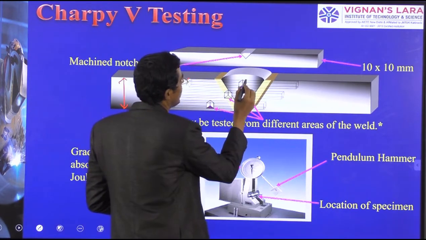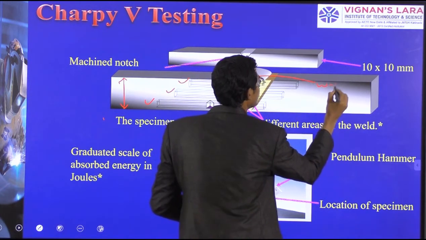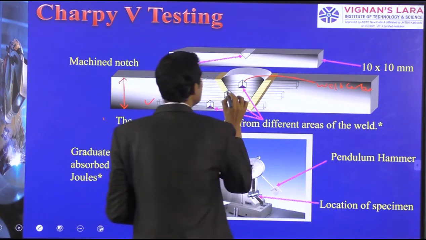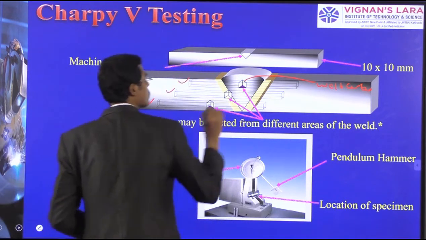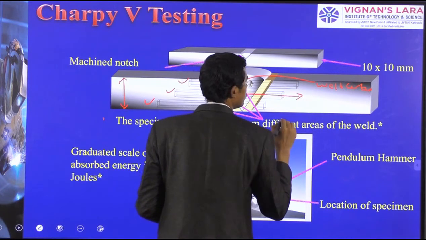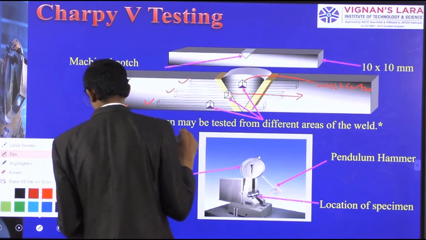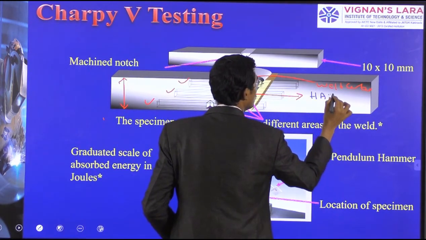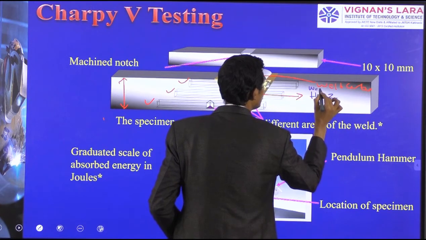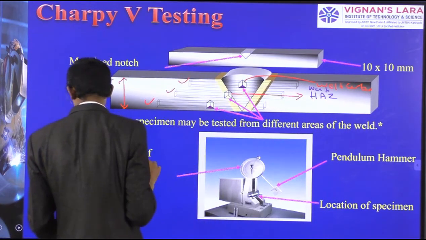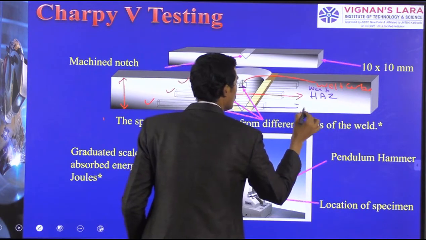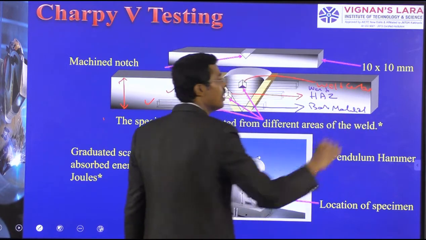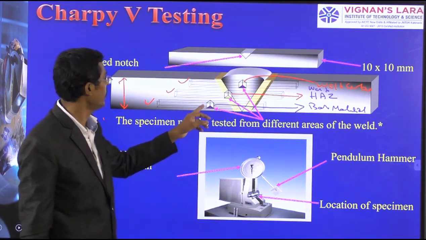Here the location is at the weld center. Then here, at the point of the heat affected zone. Here it is weld, here it is heat affected zone. And the third one I am taking is at the base material. I want to compare with the base material.